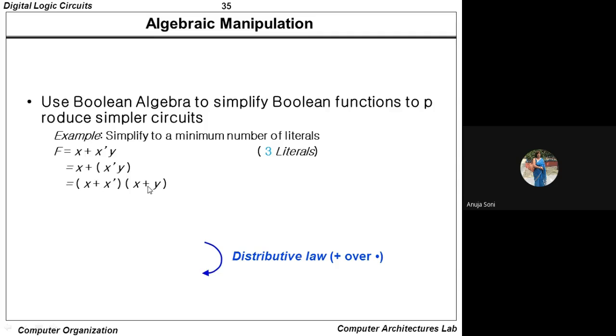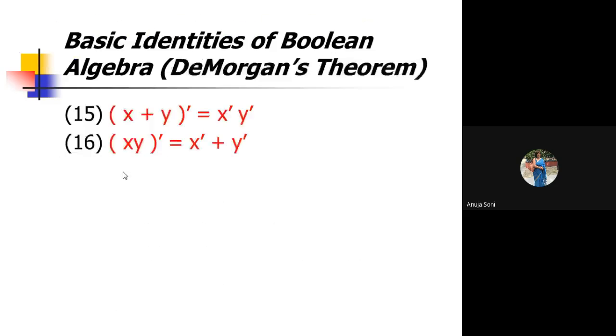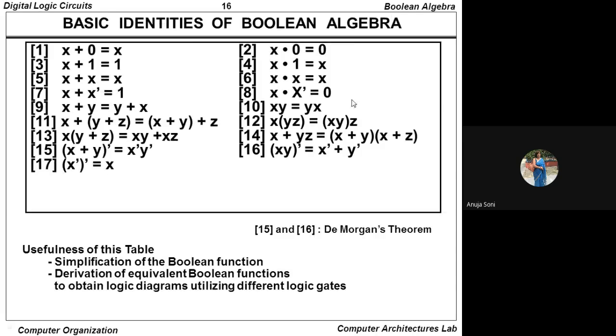Here the distributive law is applied. I told you the distributive law for number 14. It is extremely important. Which distributive law? x plus x dash y. So this x will be combined with x plus x dash, and this x again will be combined with y. Let me go back to the distributive law just to recall. That was very, very important. This point number 14: x plus yz will be equal to x plus y into x plus z. So this distributive law we have applied on that expression.